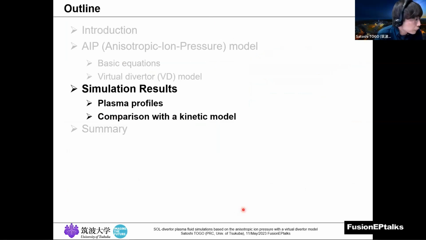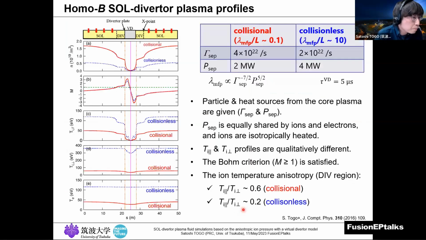Then let's move on to the results. First, we show some typical plasma profiles. Here we give two sets of particle and energy sources in the SOL region to control the collisionality. It looks like small changes in sources, but the collisionality changes by 2 orders.